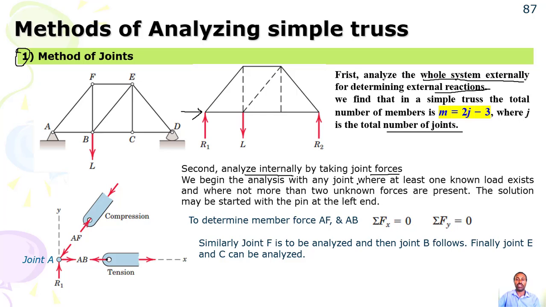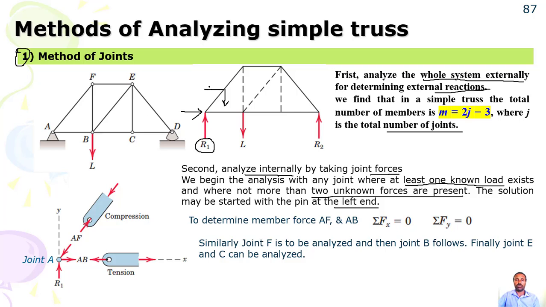We begin the analysis with any joint where at least one known load exists, which externally should be known, and where not more than 2 unknown forces are present. So the solution may be started with a pin at the left end. For example, for this one, we can start at this one. Since R1 is just in the upward direction, the vertical force on this member AF should be in this direction. Clear? We can just put the correct direction.